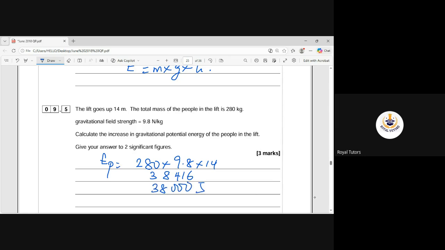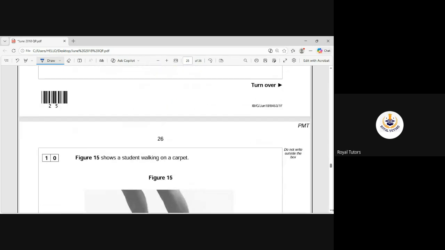38000 joules. So as simple as that. Let's go on.